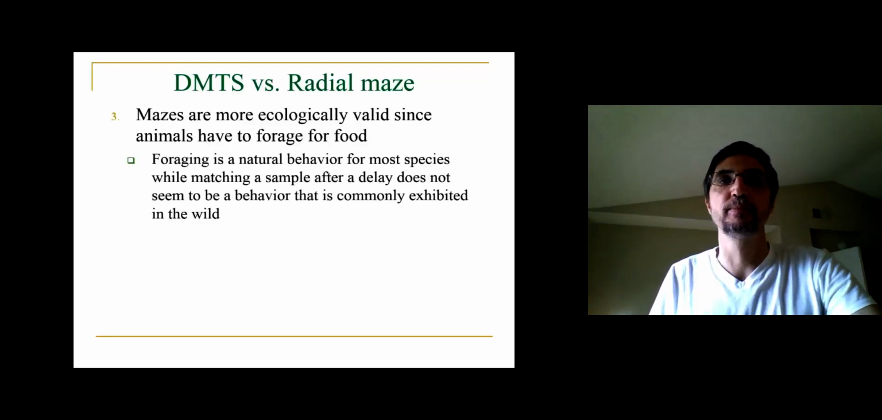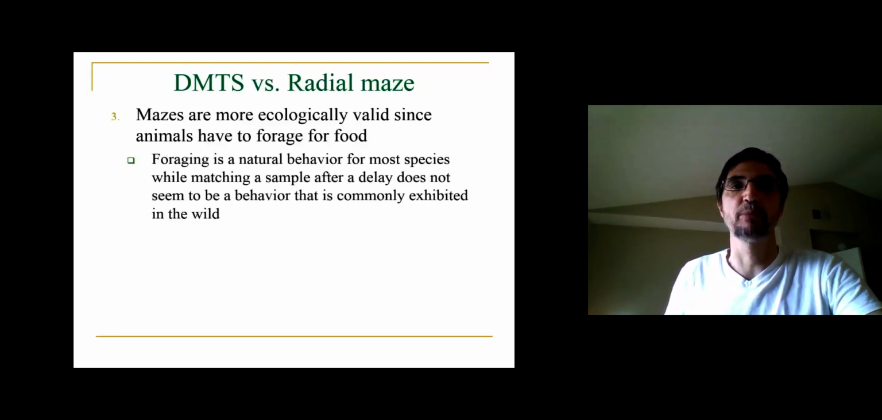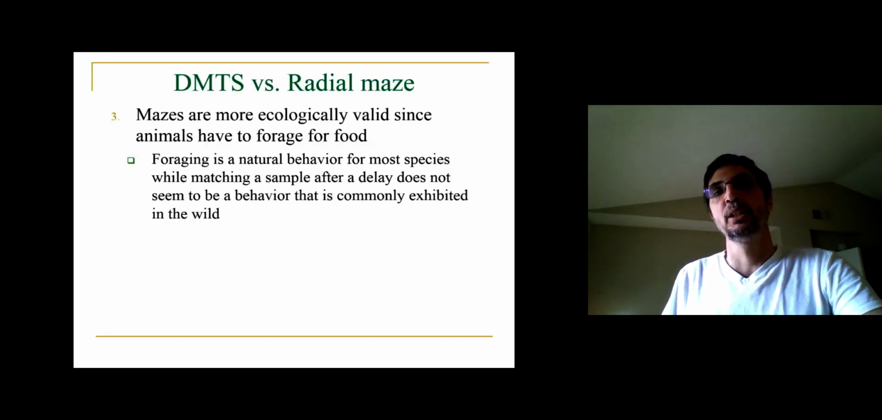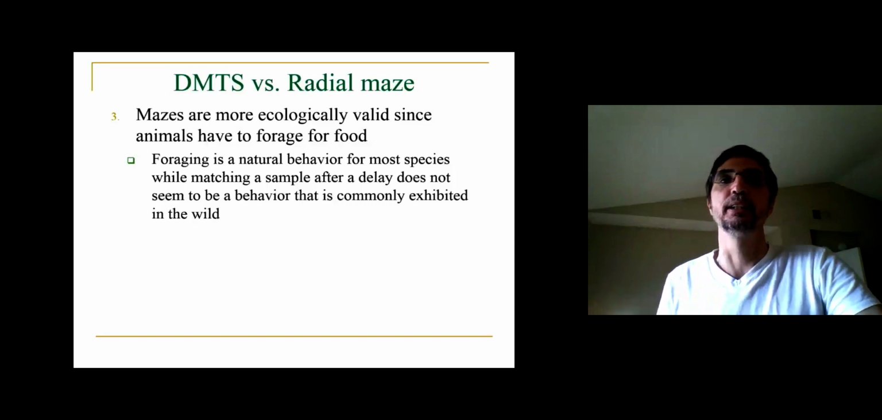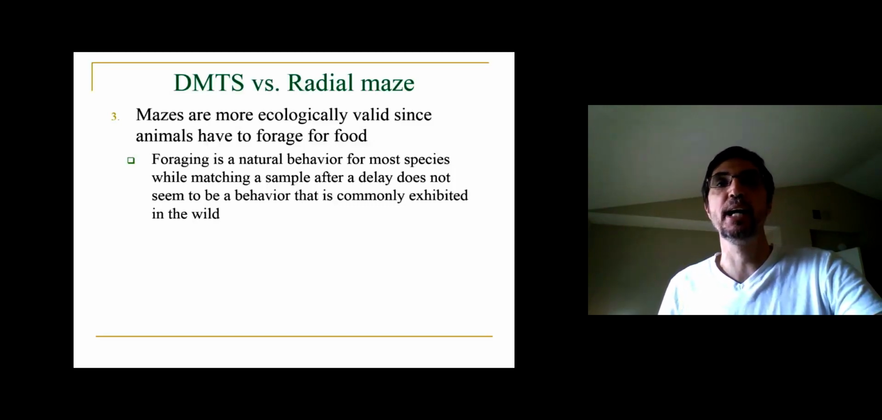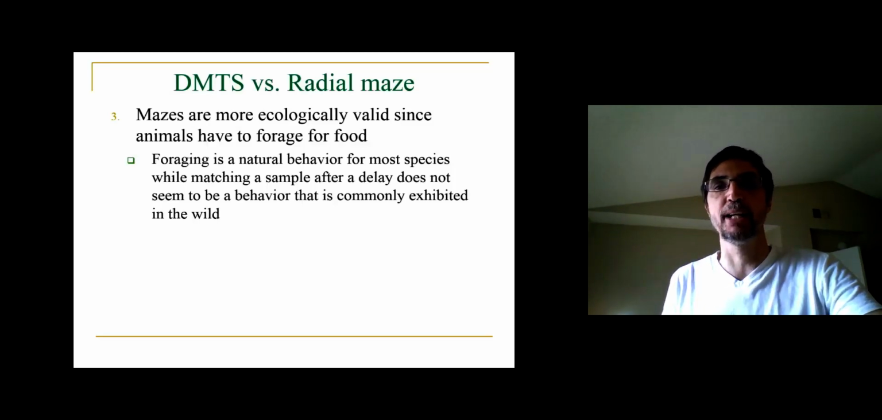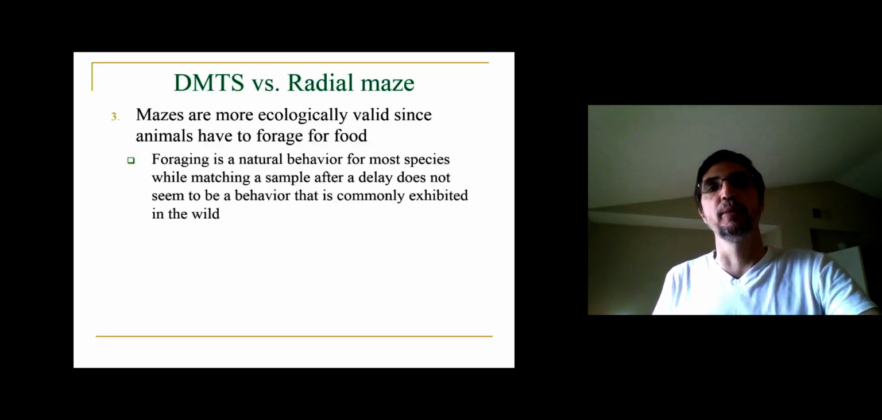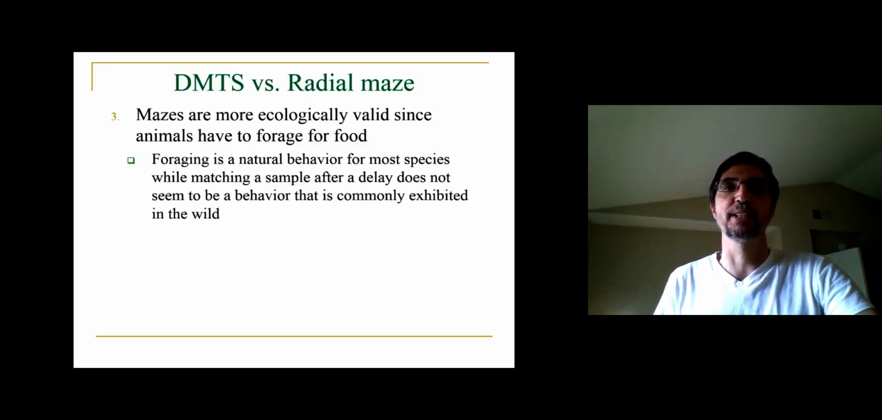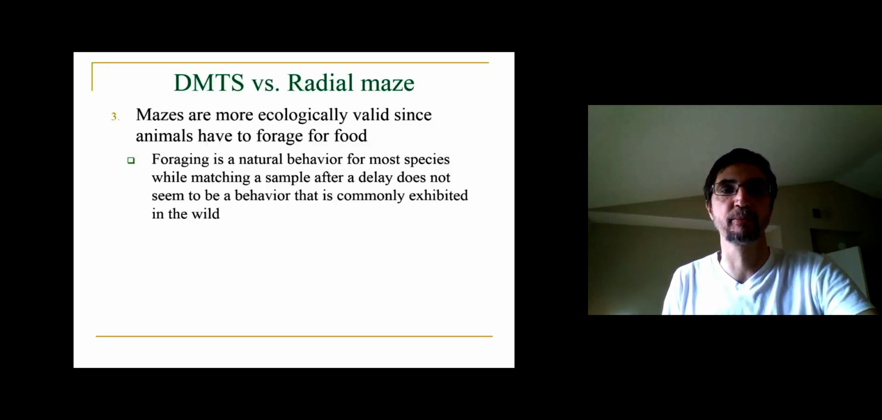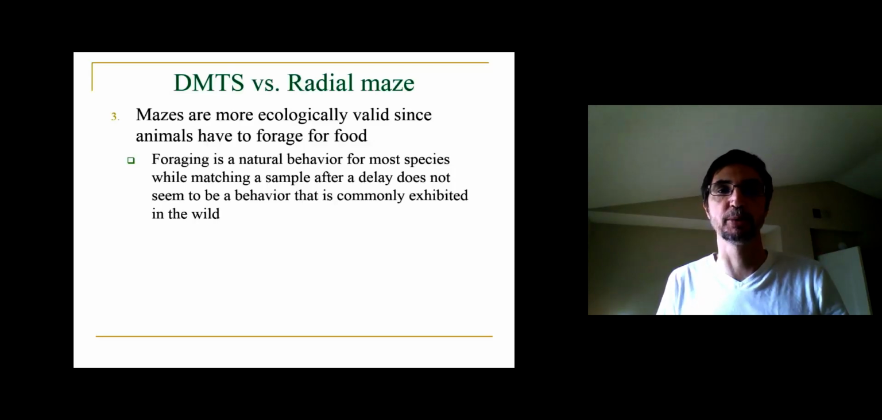And finally, mazes are more ecologically valid since animals have to forage for food. They have to do something that's much more natural to them. Animals are active; one of the main things they do during the day is go scavenging for food. Foraging is a natural behavior for most species, while the delayed match-to-sample task is much less ecologically valid. It's not something that you regularly see in the wild. So that may suppress their performance, while the mazes increase their ability to perform.